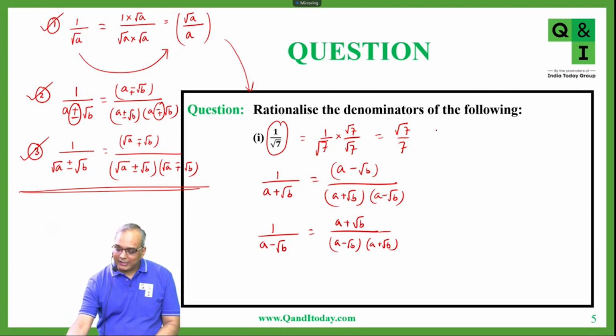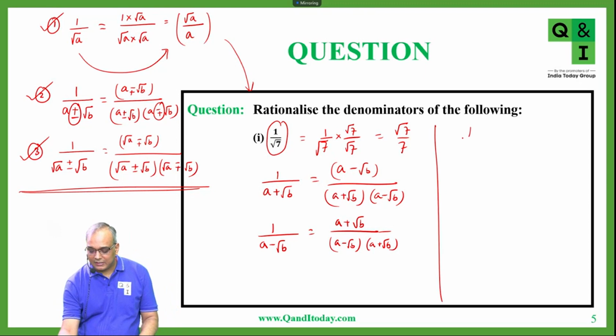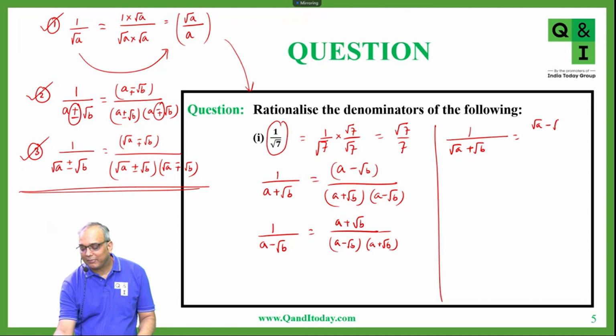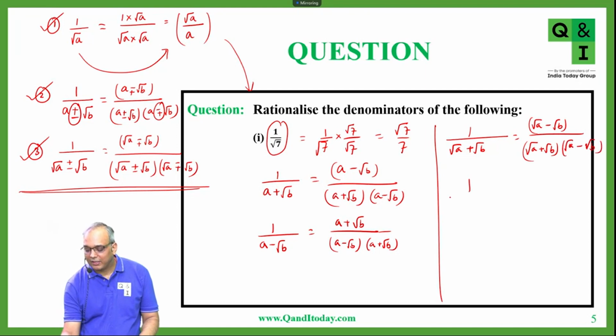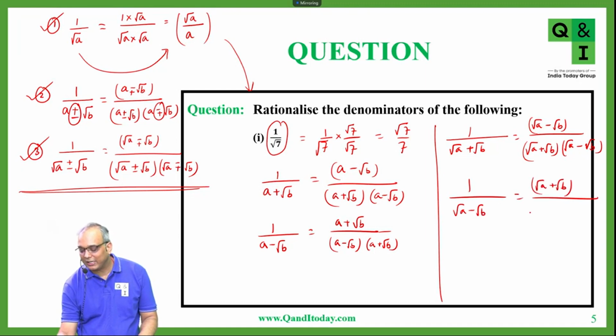In the third case also, it's the same. If it is 1 by root a plus root b, the conjugate here is root a minus root b. So you multiply both numerator and denominator by root a minus root b. Similarly, if we have root a minus root b, we multiply both numerator and denominator by root a plus root b.